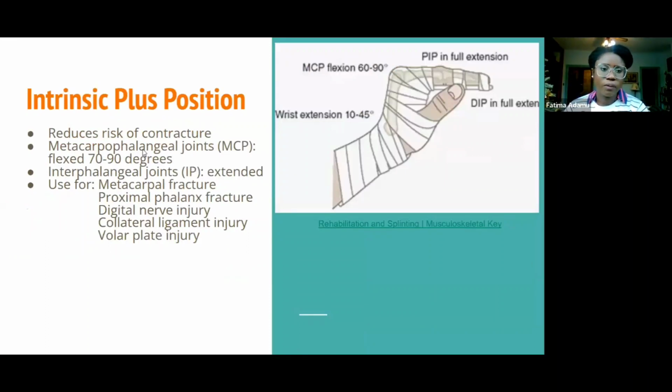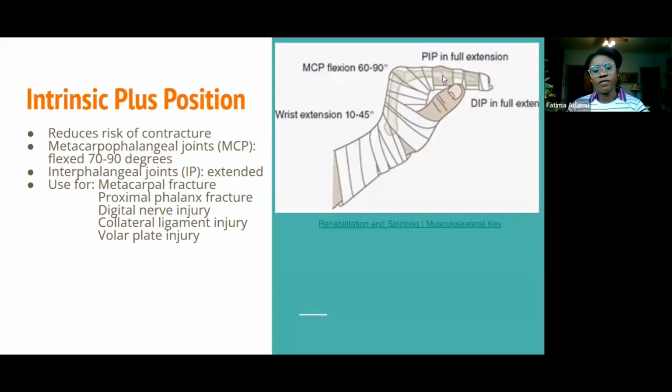Okay. This is more of a breakdown of the intrinsic plus position, right? So it reduces risk of contracture. If you have a patient with a metacarpal or phalanx fracture and you keep them straight, they will get contracted at these metacarpophalangeal joints. So placing them in an MP, metacarpal joint, bent position is optimal. 70 to 90 degrees, if you have a goniometer and can assess that, or 90 degrees is basically an L shape, so you could kind of go backwards from there.